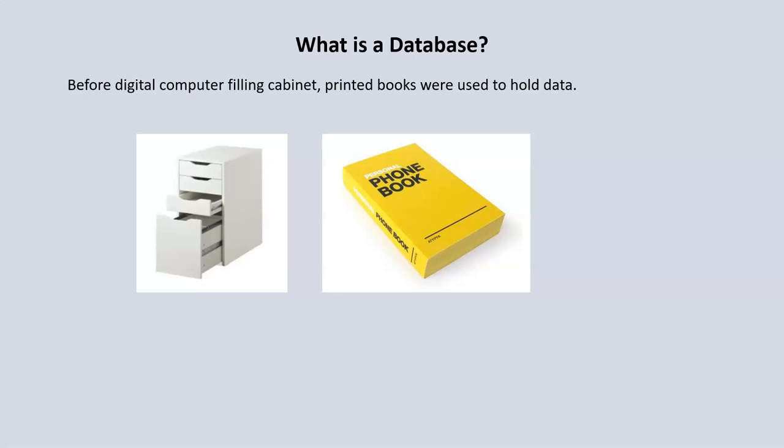Some of us might be familiar with the phone book. You don't see this much around anymore because now people just have their phone records or contacts within their mobile phone. But the phone book used to be quite popular back in the day because it contains names of people and telephone numbers, and you could just get one and find the telephone number of whoever is within that phone book. So, before digital computers, filing cabinets and printed books, all of these were used to hold data, and they can be considered as databases.